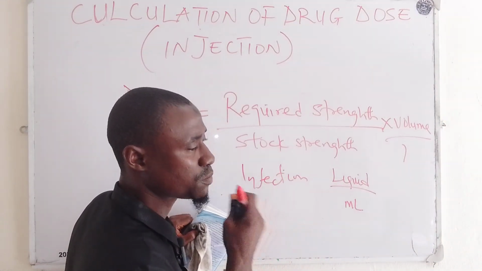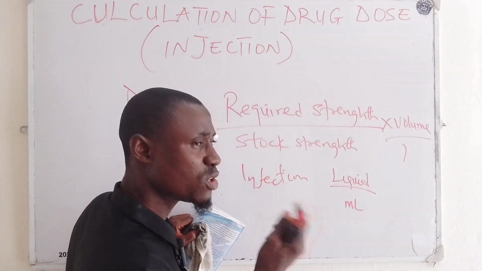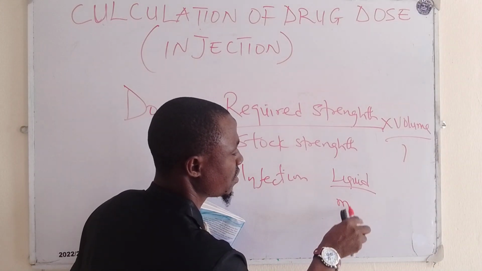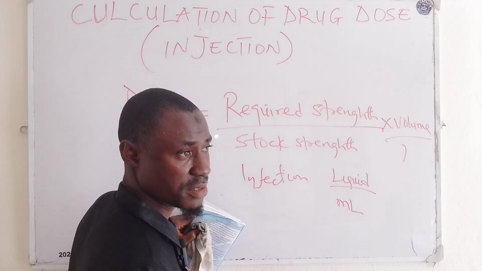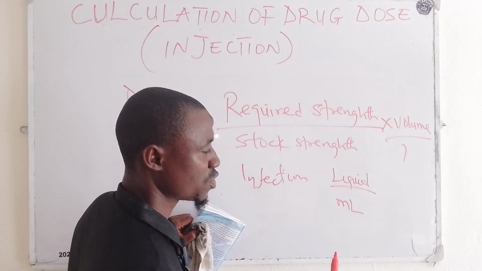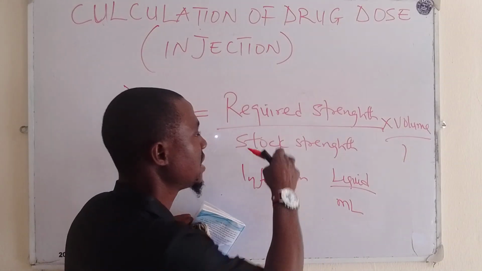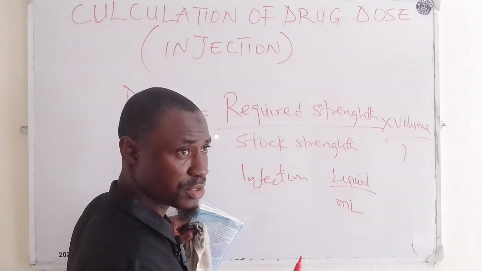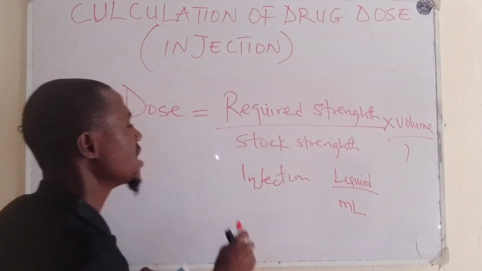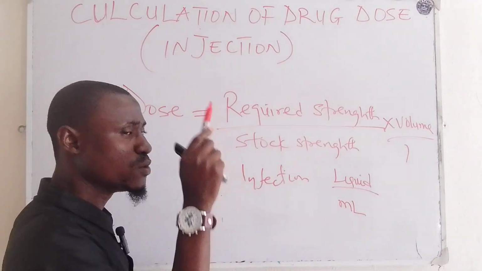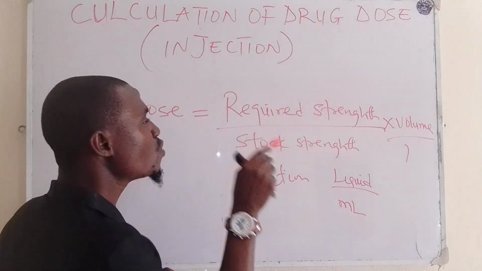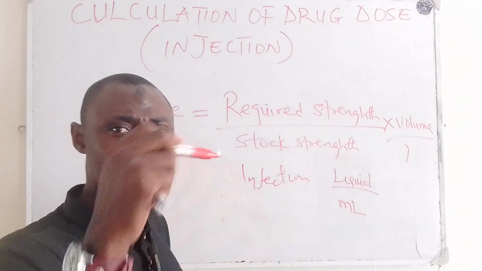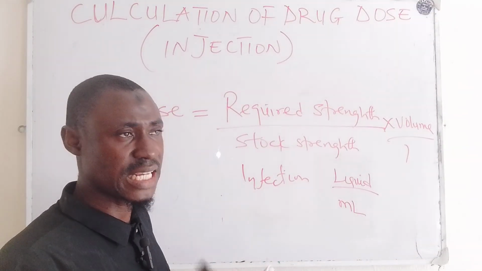Now let me take it again. If you remember from the conversion class, we said anything that comes in mil must be a liquid. That is one of the units for volume. And this particular formula is used for injection, and of course, injection comes as liquid. So whenever I want to use this formula to calculate the dose of a drug, it simply means that the dose has been given. That is the first step. So you are trying to get the equivalent of that dose in mils.